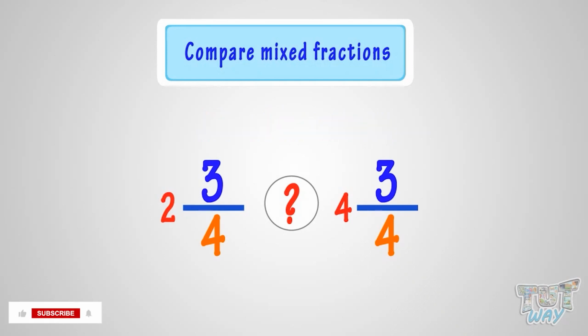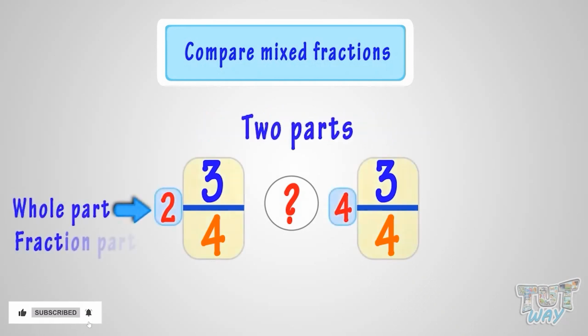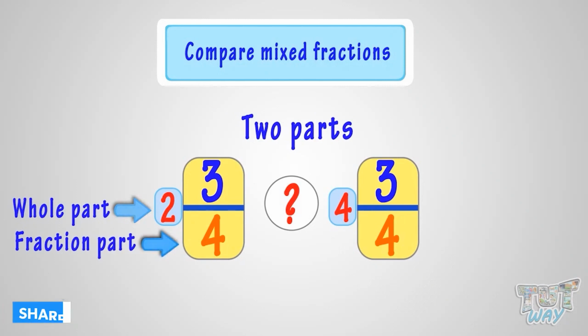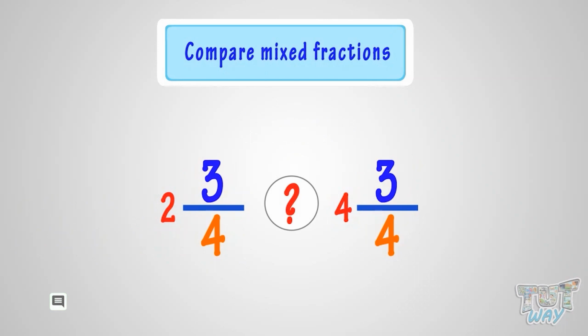We know mixed numbers have two parts, a whole part and a fraction part. First, we compare the whole part. The mixed number with the bigger whole part is the bigger number. And if the whole parts are the same, then we compare the fraction parts.